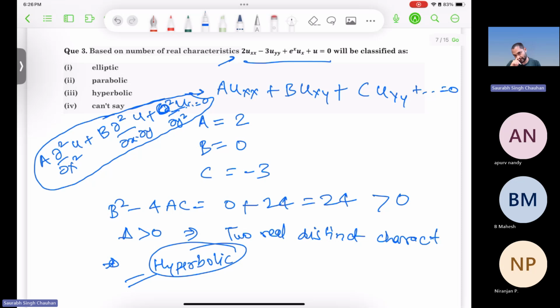Now, can you tell me the slope of these two curves? You are saying this is hyperbolic, and there are two real distinct characteristic lines, two different families. So what will be the slope of those lines?